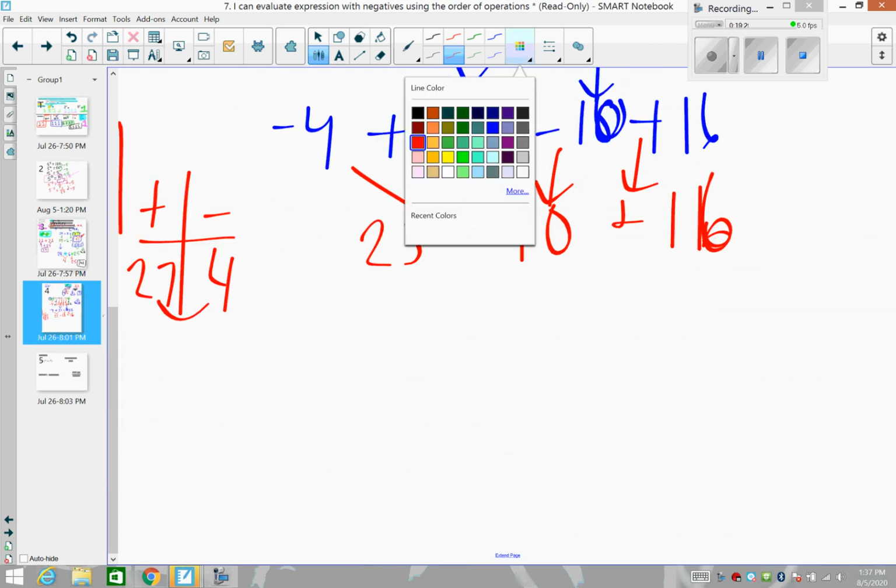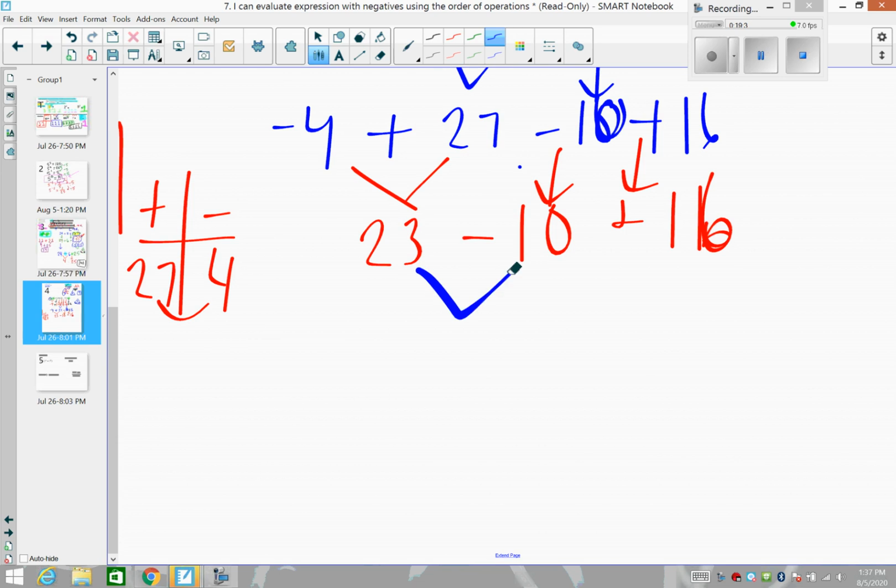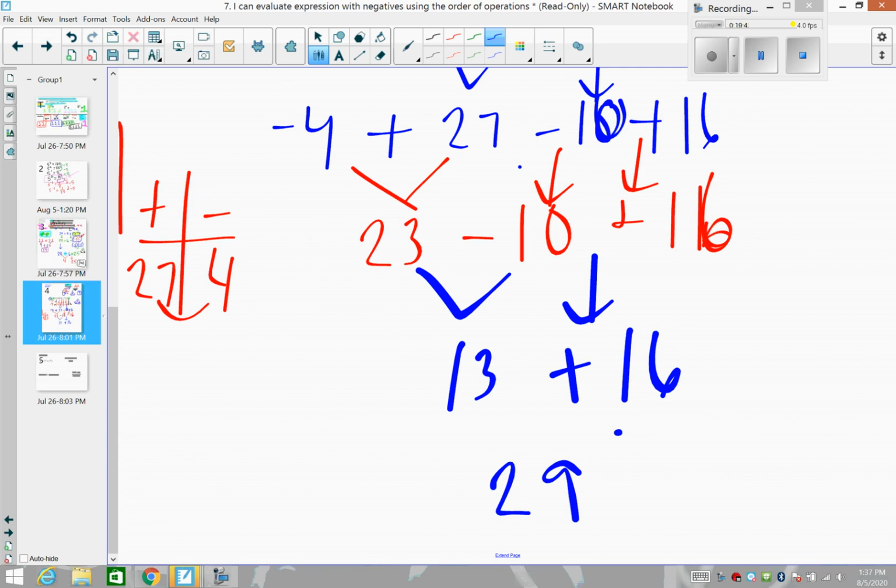All right. So here we have 23 minus 10. Of course, you can tug of war that. You'll get the same result, but 23 take away 10, of course, is 13. Drag it down, drag it down, drag it down. And we end up with 29, which you could tug of war as well.